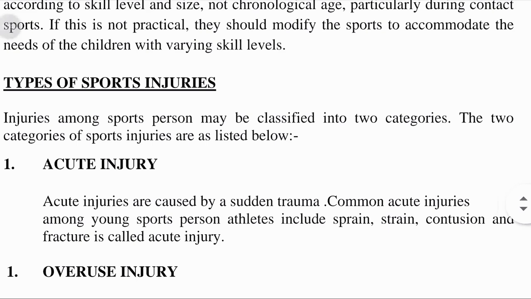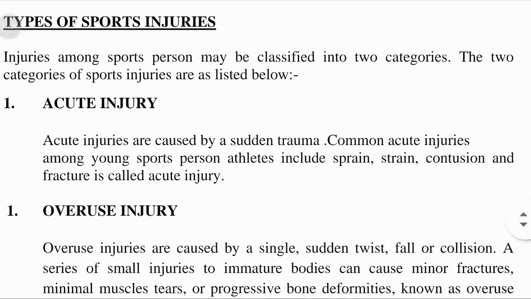Types of sports injuries means the kinds of injury that occur during sports. Injuries among sportspersons may be classified into two categories. Classified means arranged in classes. A category is a group of things listed. The two categories of sports injuries are listed below.